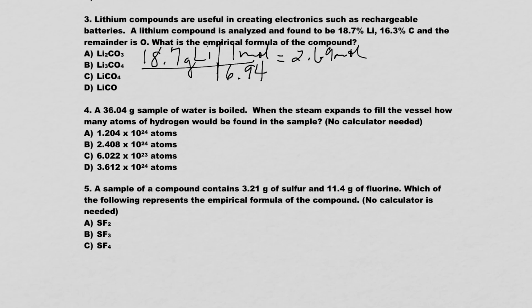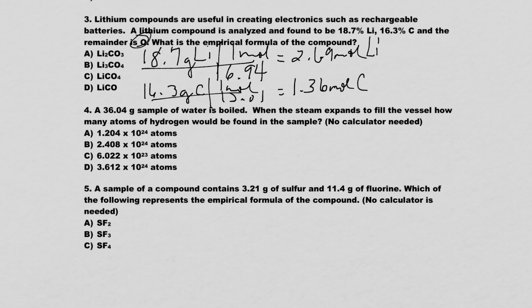Then the next, I need to have another percent I need to change, so I've got 16.3 grams of carbon. Again, you can see you're going to want to use a calculator, so I've got 1 mole divided by carbon's molar mass, 12.01. When I do that math, I end up with 1.6 moles. So you have lithium and carbon. And then the last percent, we're not actually given. It says the remainder is oxygen.